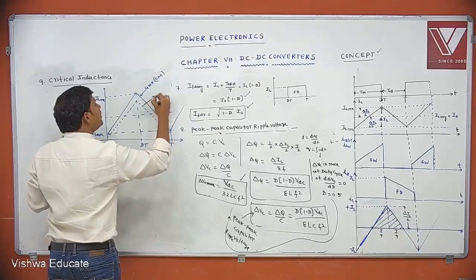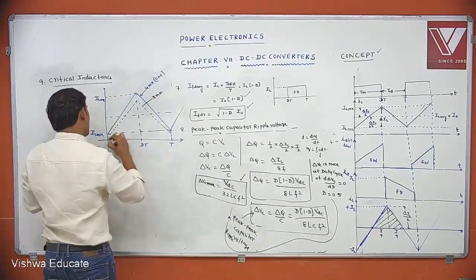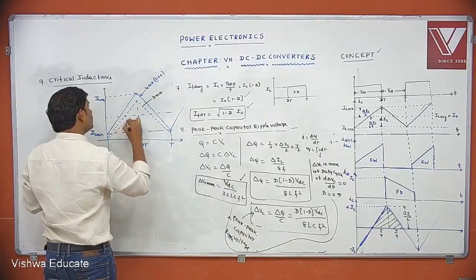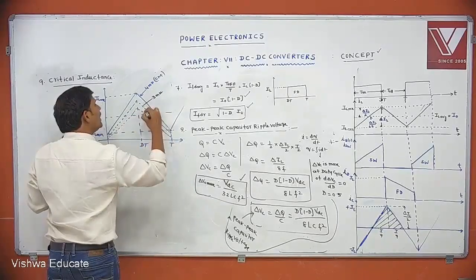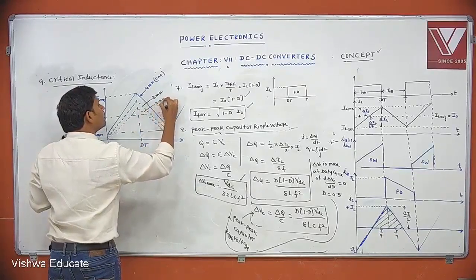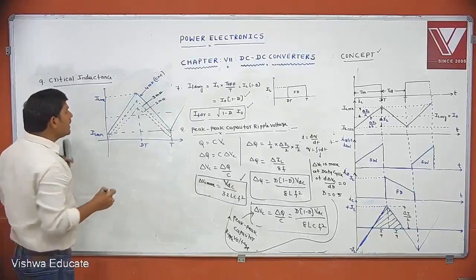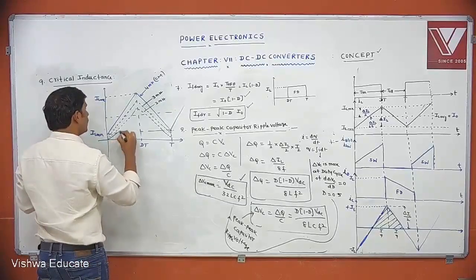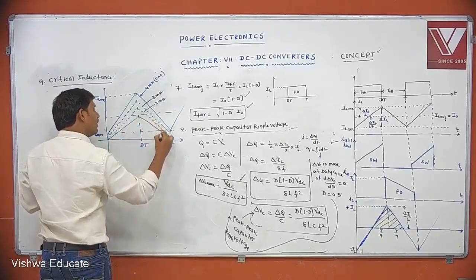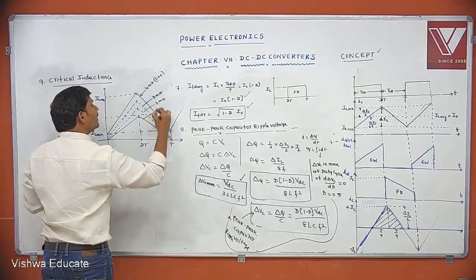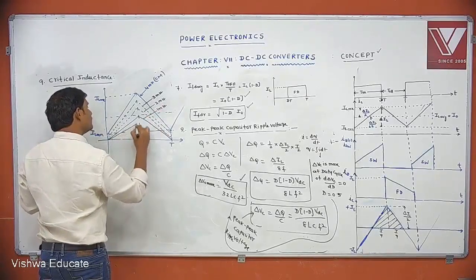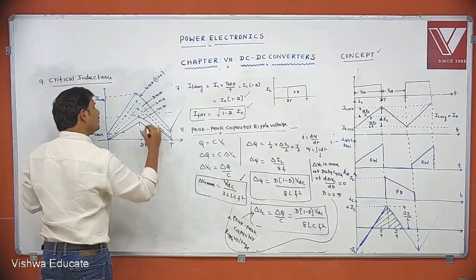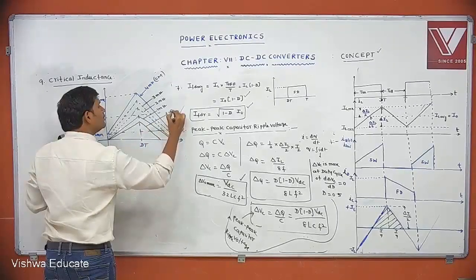Let this be for 3 millihenry. Again I am reducing. Let this be for 2 millihenry. Again I am reducing the inductance. This is for 1 millihenry. Again I am reducing the inductance. This is for 0.5 millihenry.